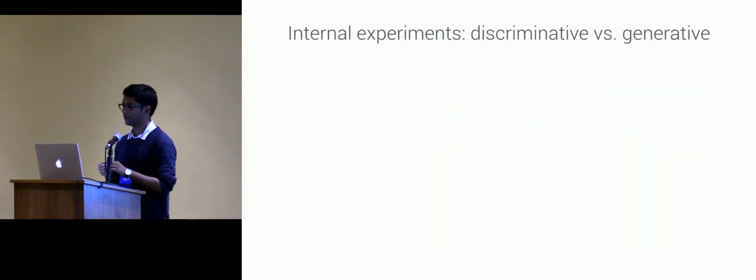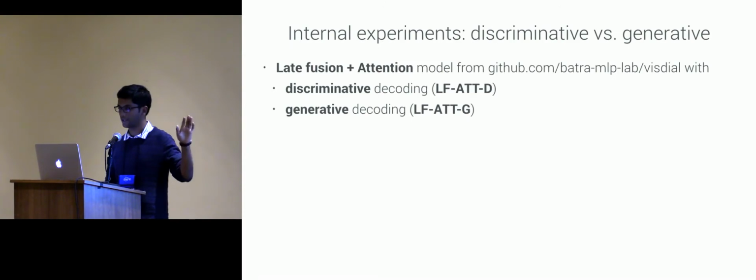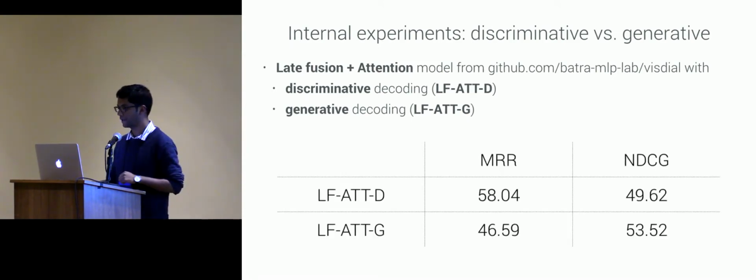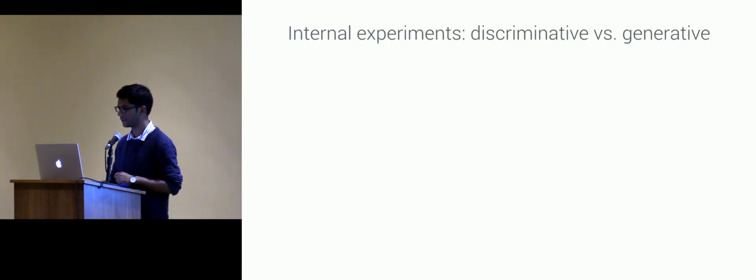I also wanted to briefly talk about a way in which NDCG can potentially be gamed. NDCG is generally a better metric than MRR, but it can be gamed. In our internal experiments, we've looked at how discriminative and generative decoders with the same encoder stack up against each other on these metrics. Code for this is available on GitHub. Here is what their MRR and NDCG scores look like. We are specifically interested in the difference in these NDCG scores.